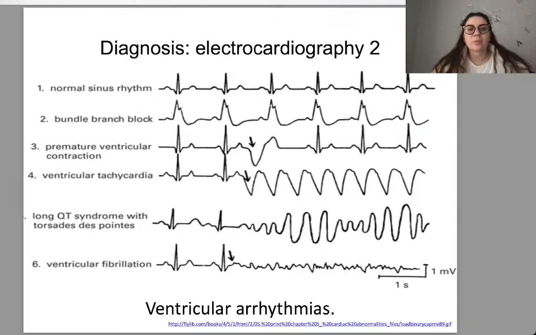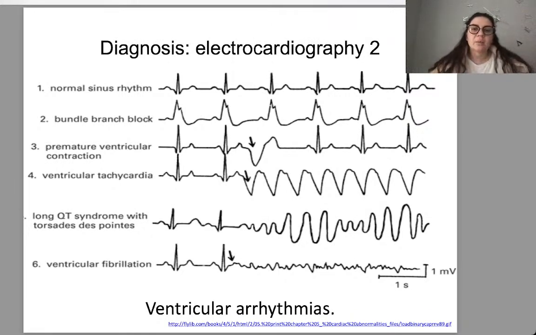For comparison, the first strip is normal sinus rhythm, it is a normal ECG. The second picture is bundle branch block. It can be right or left bundle branch block. It can be premature ventricle contractions, or we name it extrasystoles, on the third strip, you see it by the arrow.